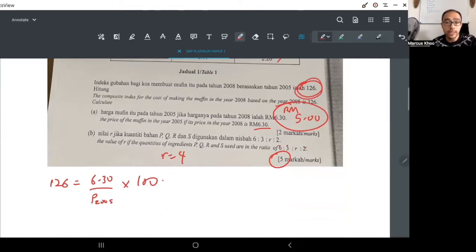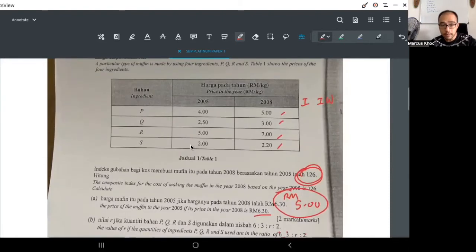Okay, so just to aid you, let me see, how much is this? So this one, the price index, okay, this is 126, oh no, so ugly.